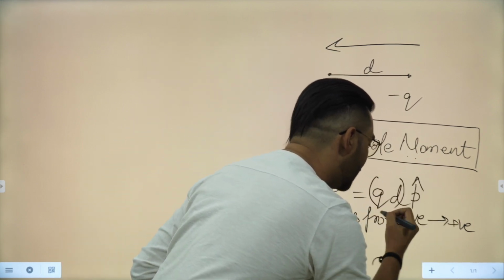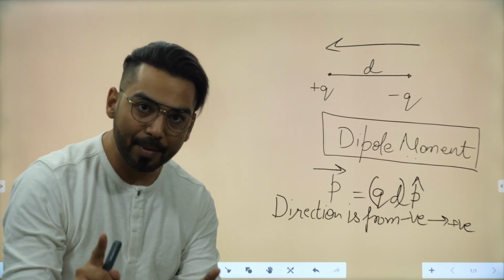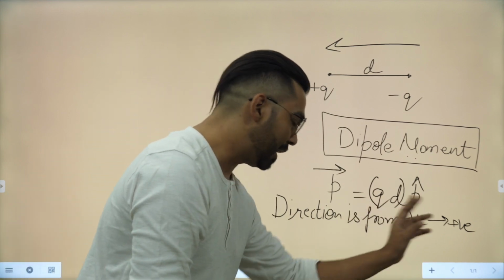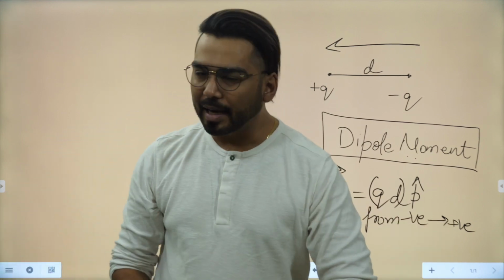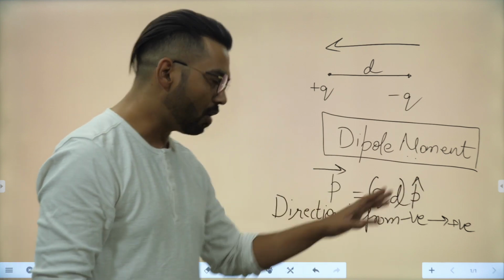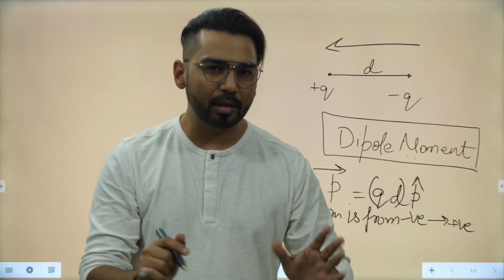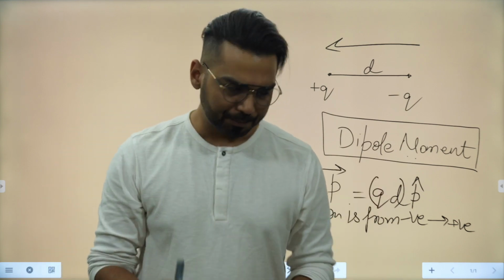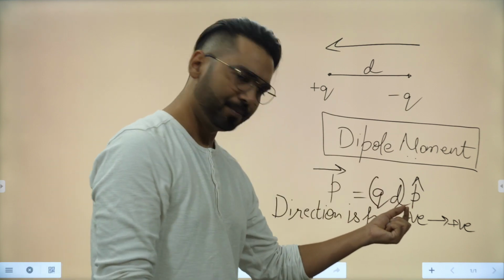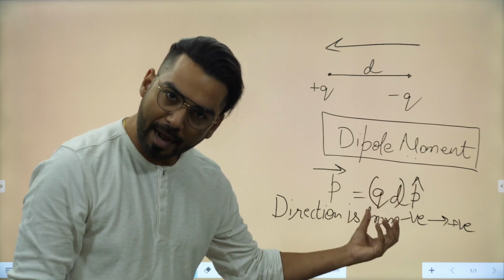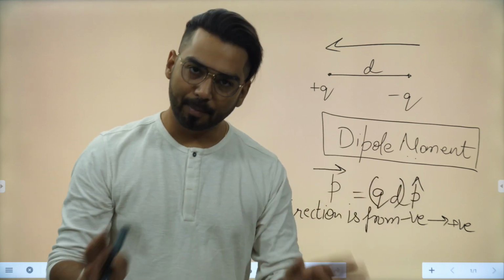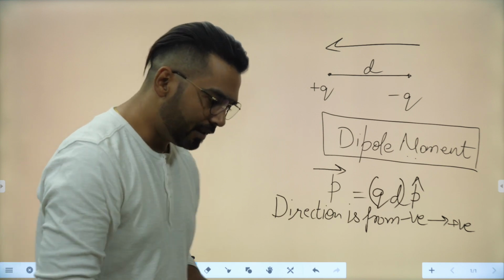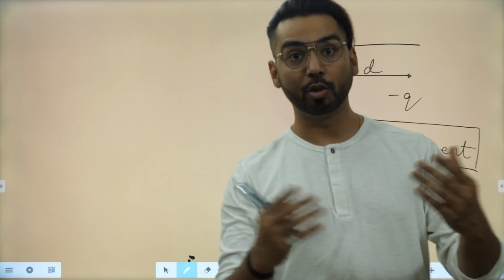What is this P cap? P cap is a unit vector which is from negative to positive. Now some students tend to get confused over here because their knowledge of unit vectors is a little bit dicey, but don't worry about it. Let me just tell you that whenever you multiply a unit vector with a certain magnitude, what you get is the complete vector.